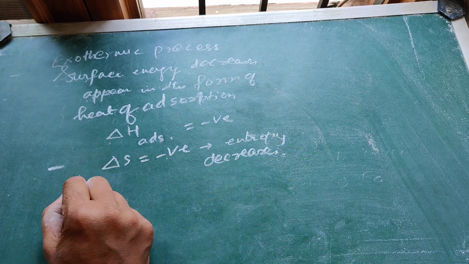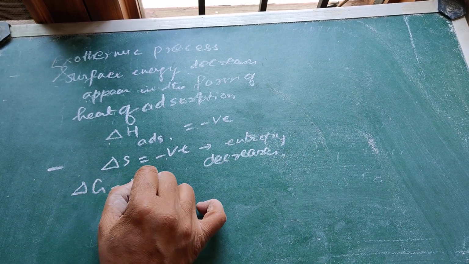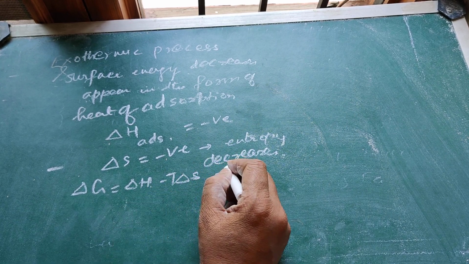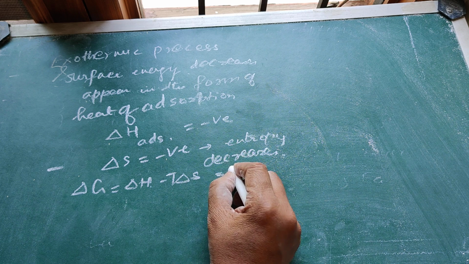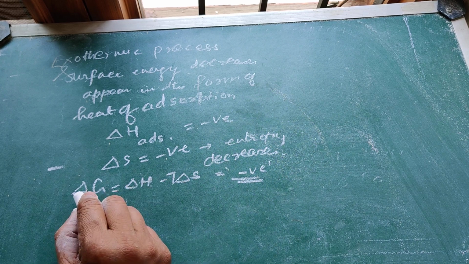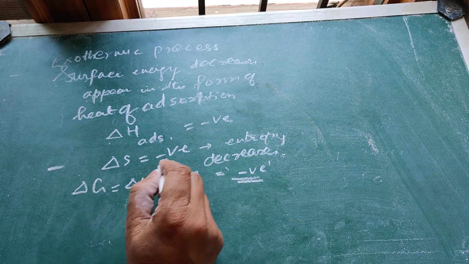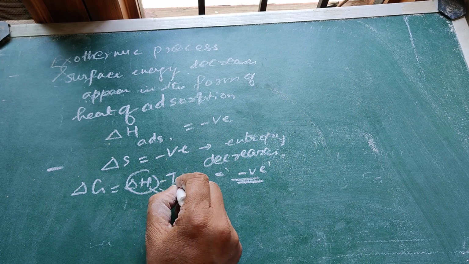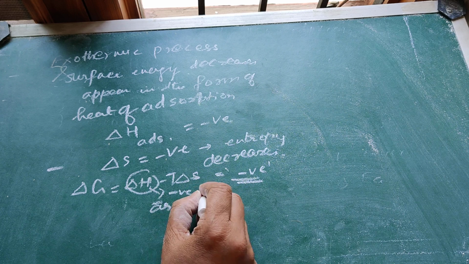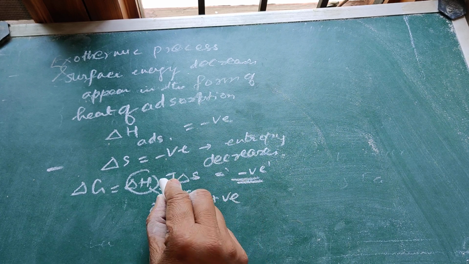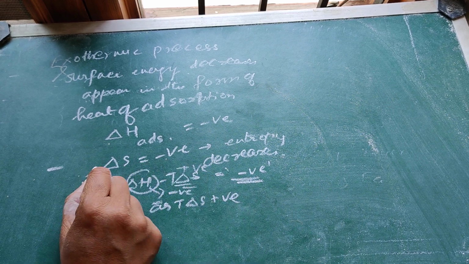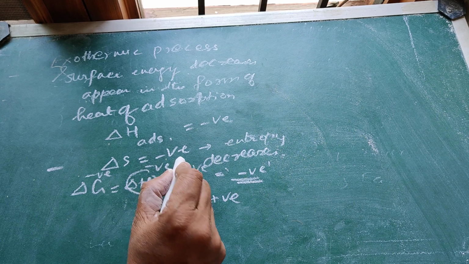Okay, so you know that del G is equal to del H minus T del S, and at constant temperature, for a spontaneous reaction the del G must be negative. So for this, the del H must be highly negative, as T del S is positive here. This must be negative and this must be more negative.